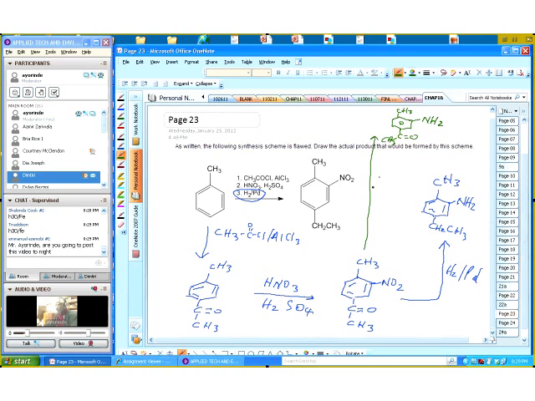Oh, you knew where I was going already. Very good. That is exactly true. You use iron and some kind of dilute acid. It could be hydrochloric acid or dilute sulfuric acid.